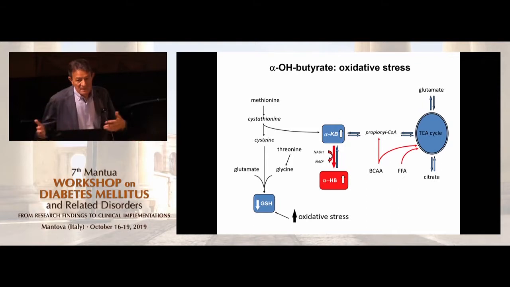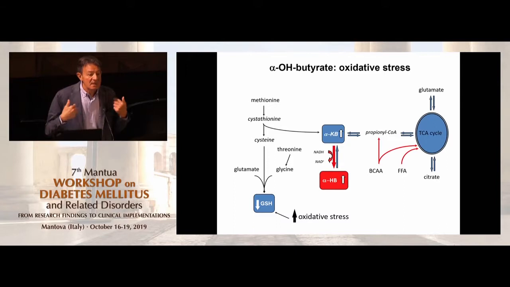Alpha-hydroxybutyrate is in NADH, NAD exchange with alpha-ketobutyrate, and this is a metabolite of amino acid metabolism. And the thing is that we've known for a long time that oxidative stress consumes glutathione. And the glutamate, cysteine, and glycine that are components of glutathione are essential to be reconstituted in order to return the glutathione level and its antioxidant activity to normal.